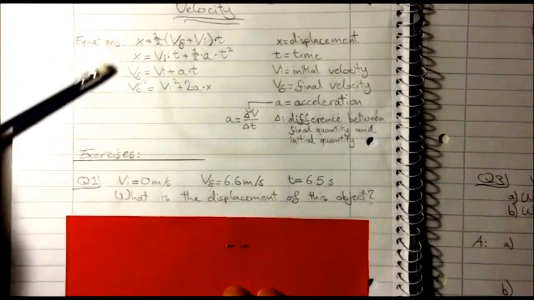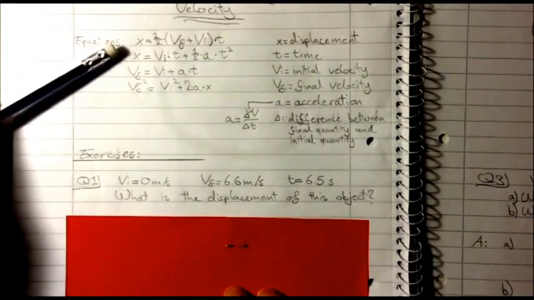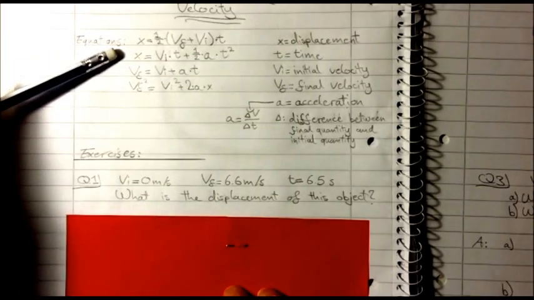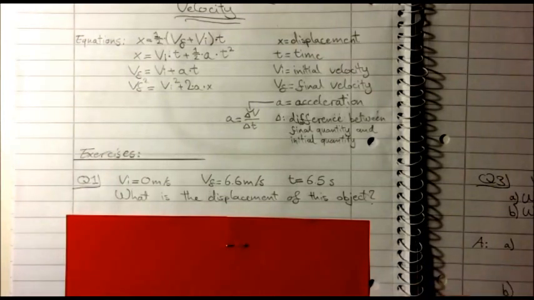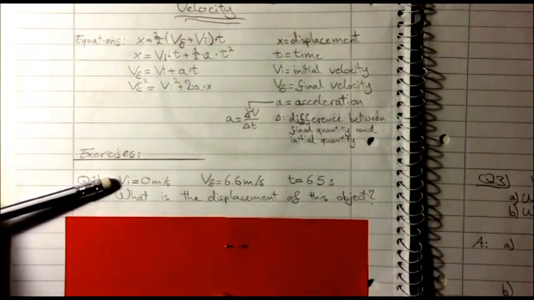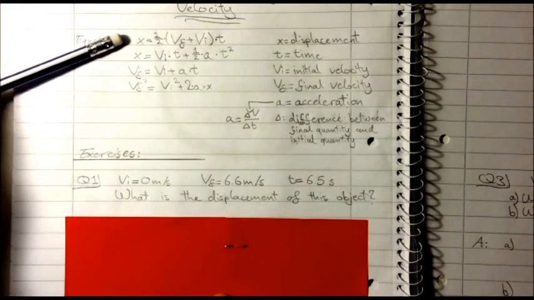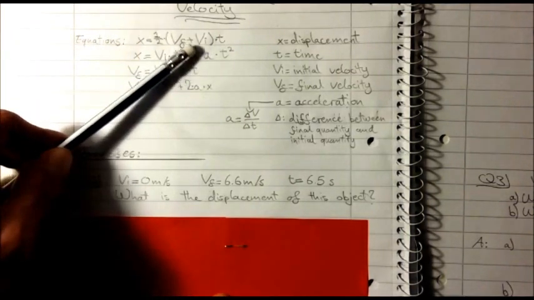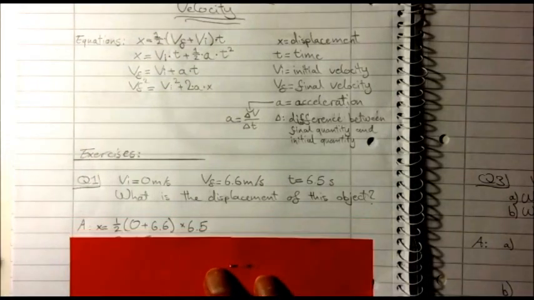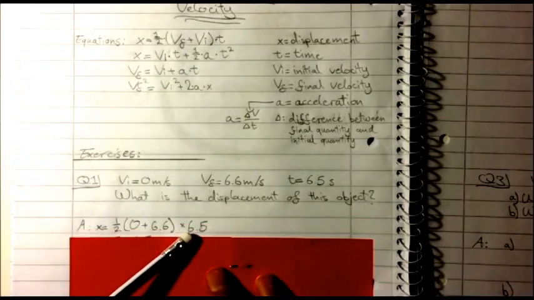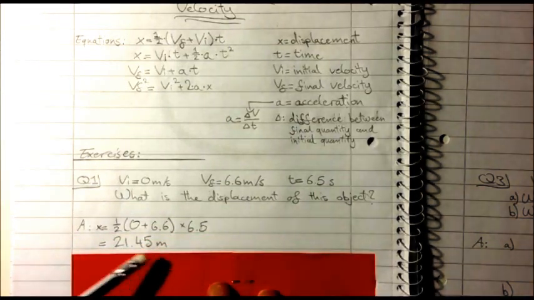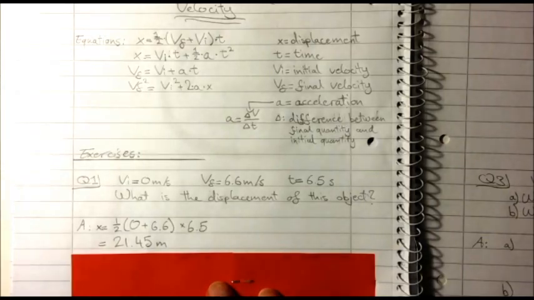Now looking back at the equations, we have to find an adequate equation for the displacement. And you want to find the easiest one to use, depending on the given terms, which is in this case this one, because we already have final velocity, initial velocity, and time. So all we need to do is substitute. This is how the equation should look like, and 21.45 meters is what you should get for the displacement.